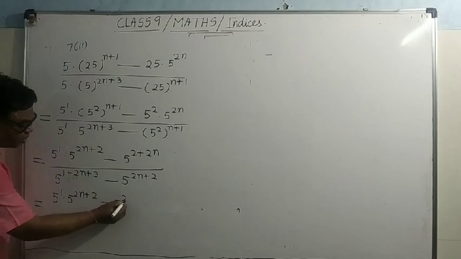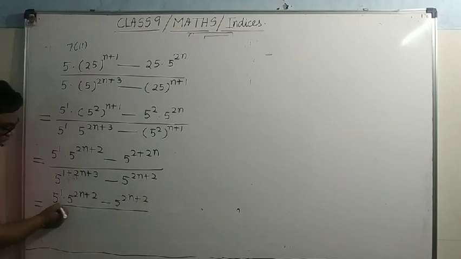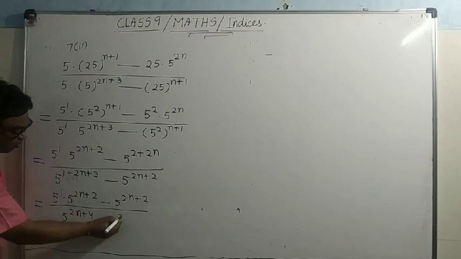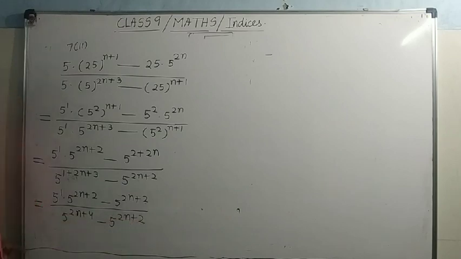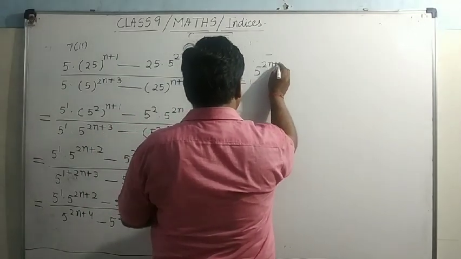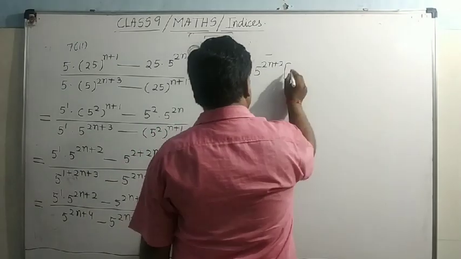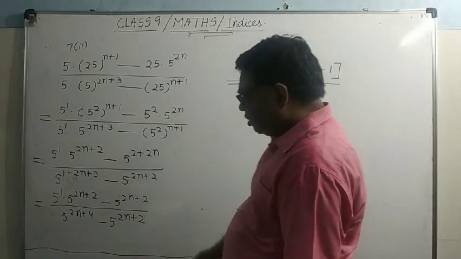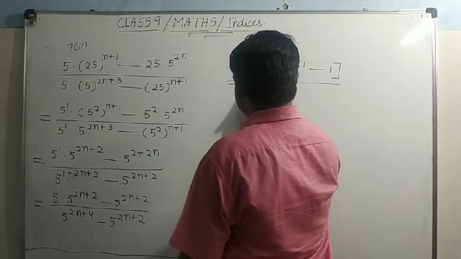It's clear? Minus 5 to the power 2n plus 2 divided by, this can be written as 5 to the power 2n, 1 plus 3, 4. 2n plus 4 minus 5 to the power 2n plus 2. Now see here, in numerator we can take common 5 to the power 2n plus 2 because it is present in this as well as here. So when you take out common, what will be? 5 to the power 2n plus 2. Within bracket what is left? 5 to the power 1 minus 1. In denominator, when you take out 5 to the power 2n plus 2.